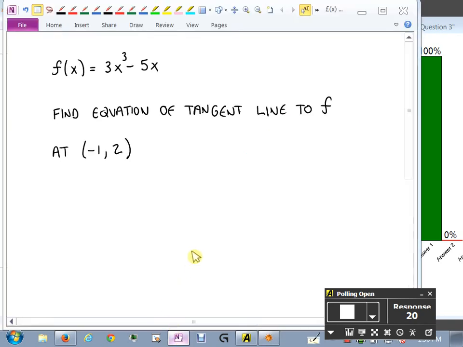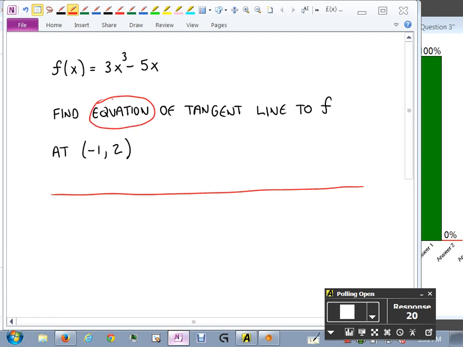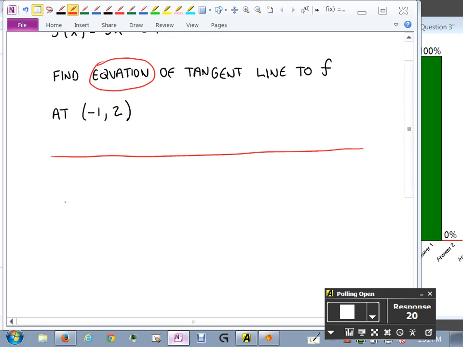Here's how we'll do it. Since I'm trying to get the equation, I know I'm going to need the slope of the line, yes? So I need to first find the slope of the tangent line. The slope of the tangent line, by definition, is the limit as x approaches a of f of x minus f of a, all over x minus a.